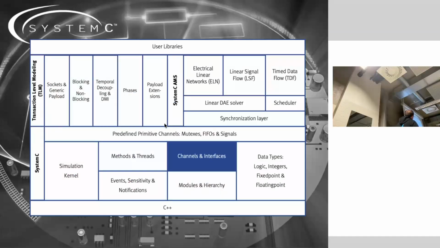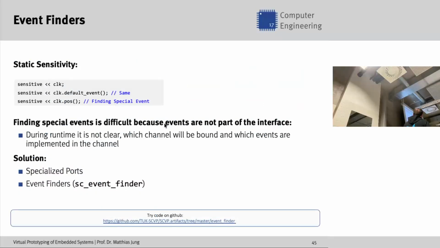Good. Yeah, channels and interfaces again. We talked about sensitivity already, and there is another topic called event finders, but I don't want to go so deep into that. So if you're interested, you can check this here in the code.